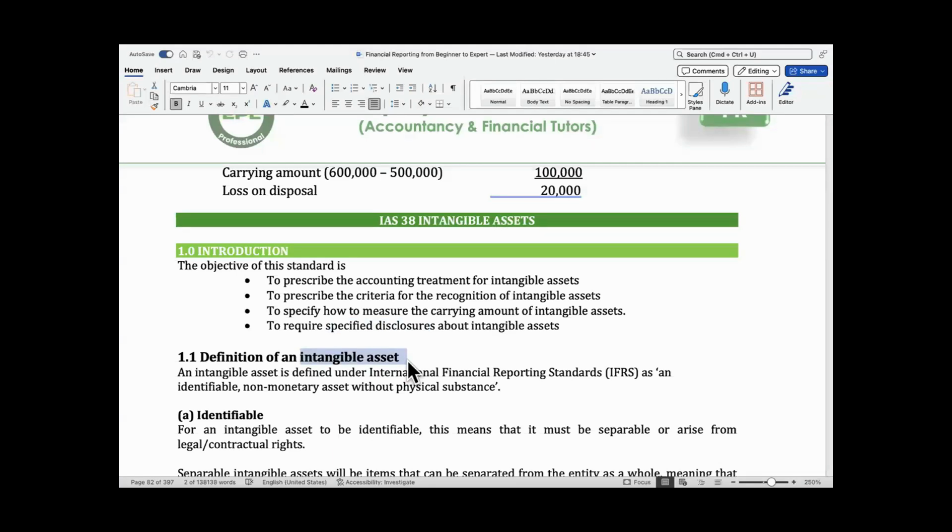And this standard defines an intangible asset. It says it is an identifiable non-monetary asset without physical substance. So it defined it in three phrases: identifiable, non-monetary assets without physical substance. So we need to break it down and look at them one by one.